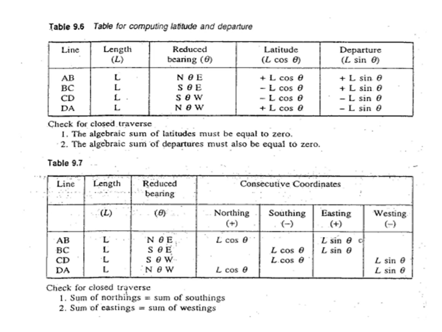Likewise, for CD and DA, the consecutive coordinates are entered, and then the sum of northing must be equal to the sum of southing. Similarly, the sum of easting must be equal to the sum of westing. This has to be seen, and this is the check for a closed traverse.